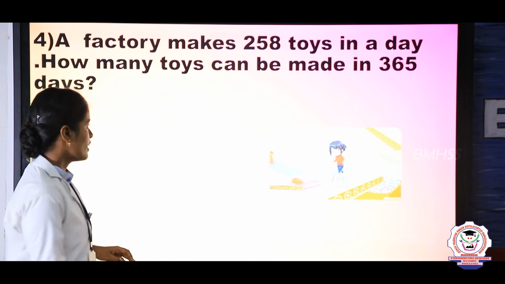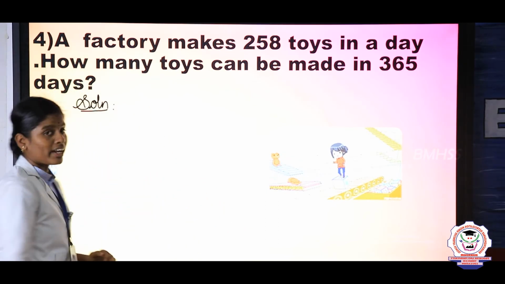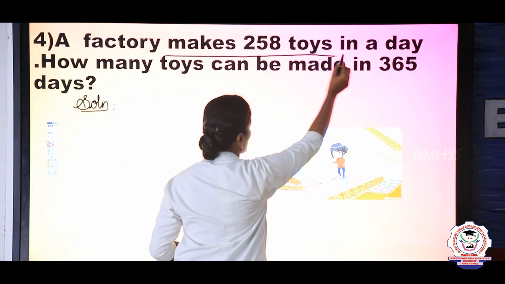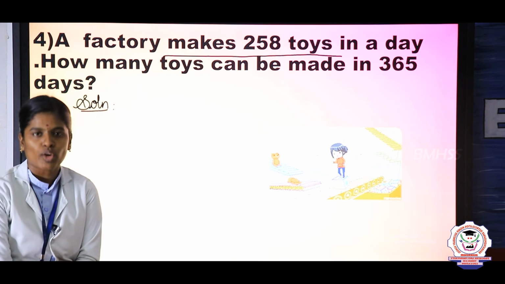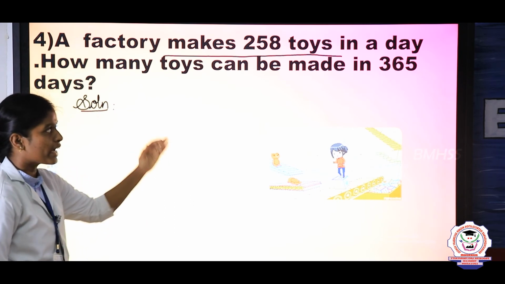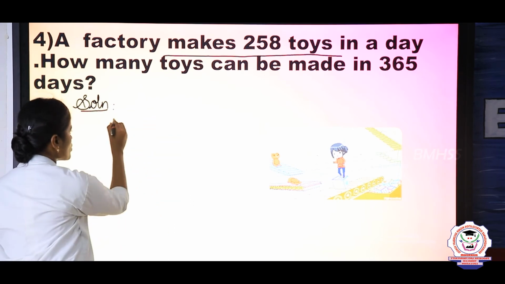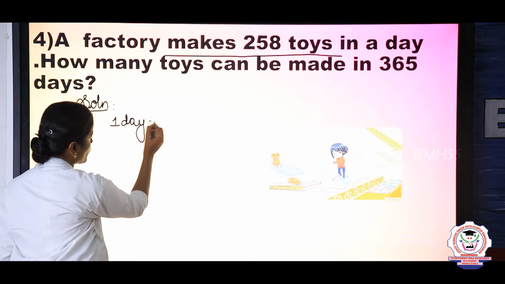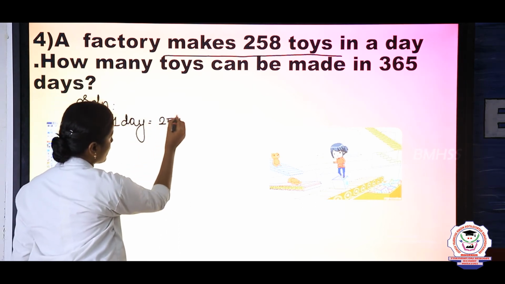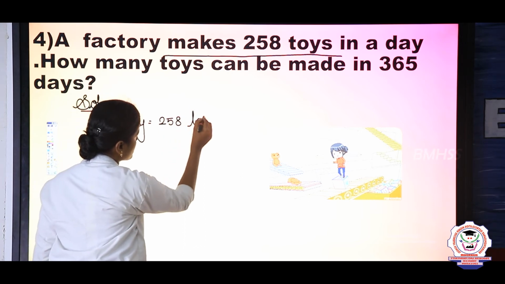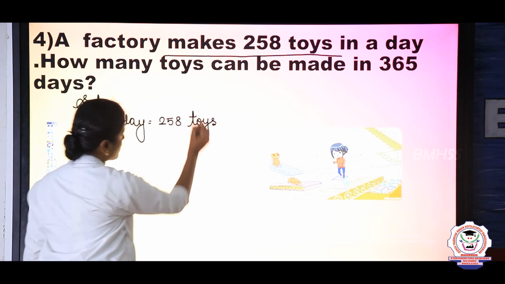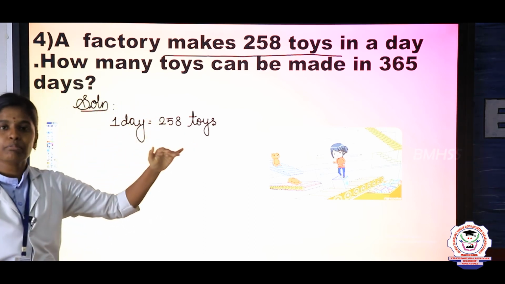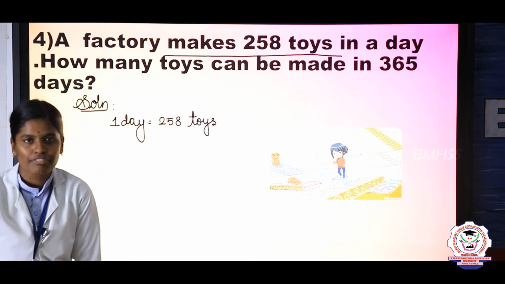So listen here, solution. So 1 day equal to how many toys? 1 day equal to they make 258 toys. So write 1 day equal to 258 toys. Okay, the next one is the question, how many toys can be made in 365 days.